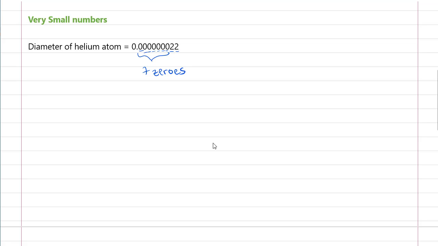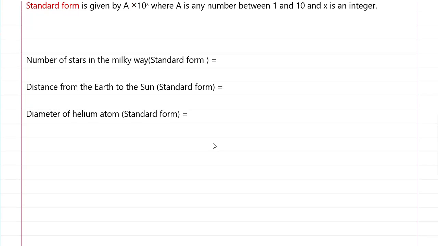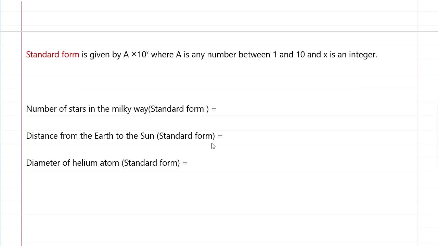That's why a new form called the standard form is used to facilitate writing such numbers. A standard form consists of a number a, where a is any number between 1 and 10, multiplied by 10 to the power x, where x could be a positive or a negative number, which is also called an integer.